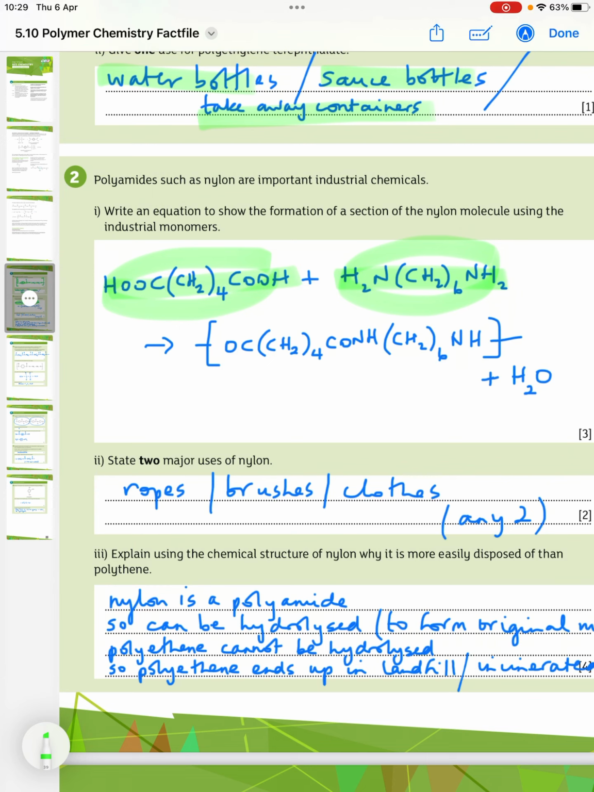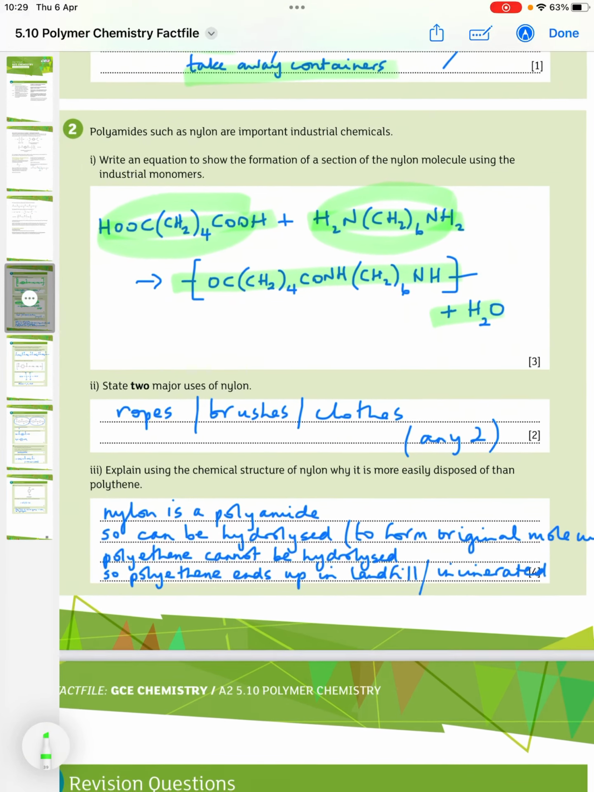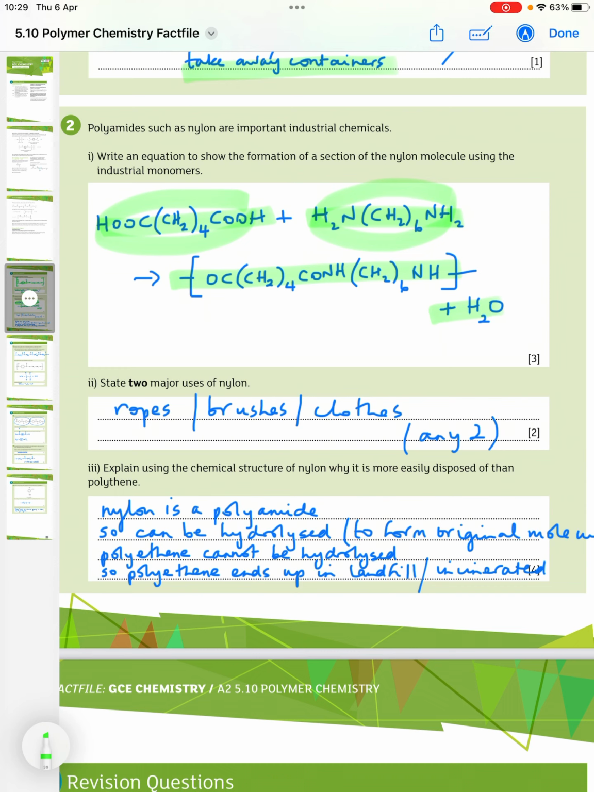When we put those together, we get this big long repeating unit, which is OC, brackets CH2 4 times, CONH, and then brackets CH2 6 times, NH, and the other product that we get is water. So 3 marks for that. Then state 2 major uses of nylon. Any two of these: ropes, brushes, clothes.